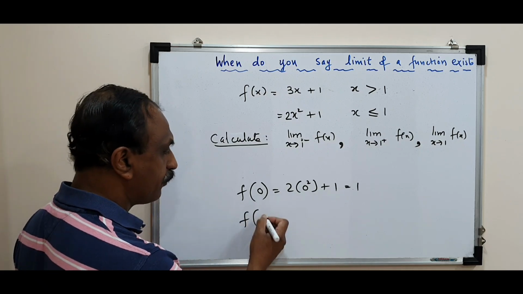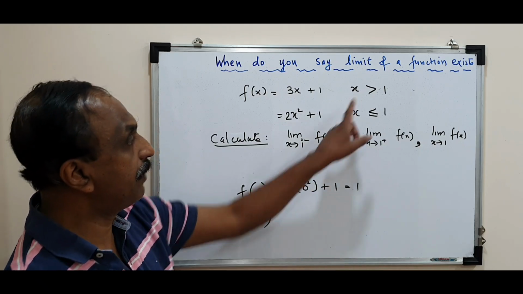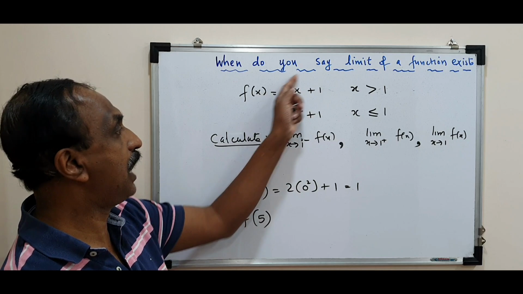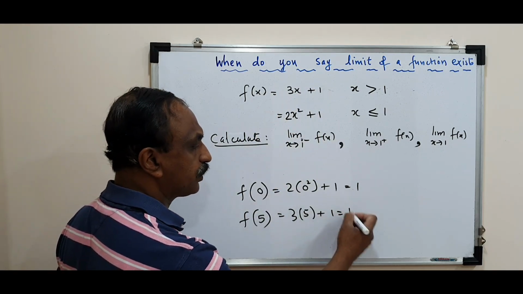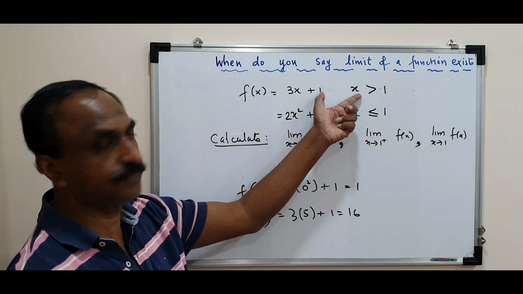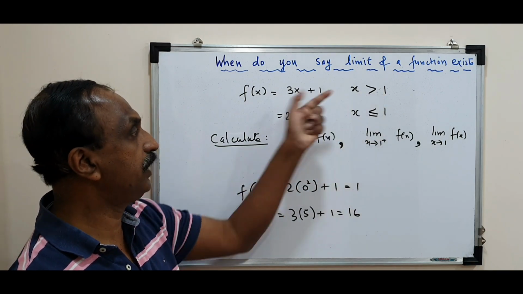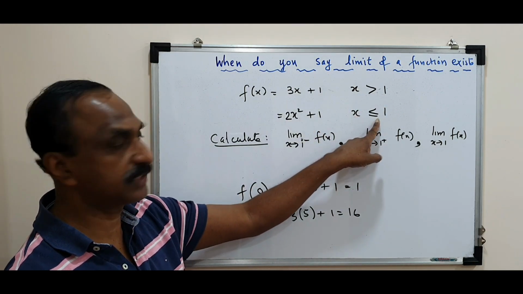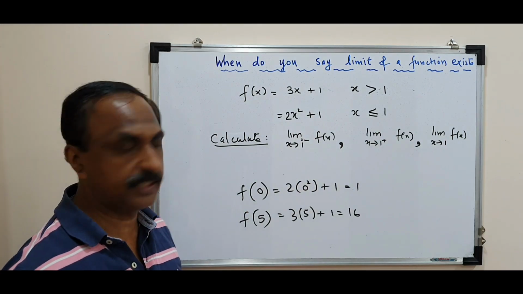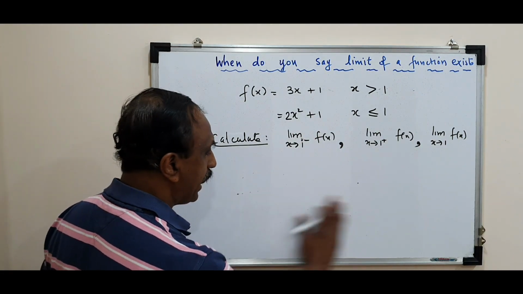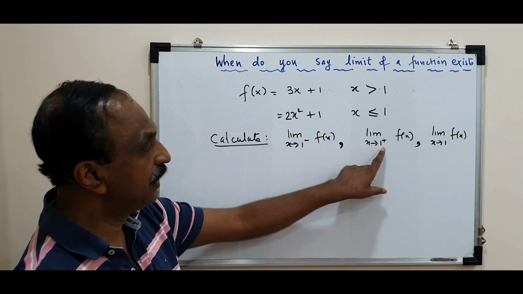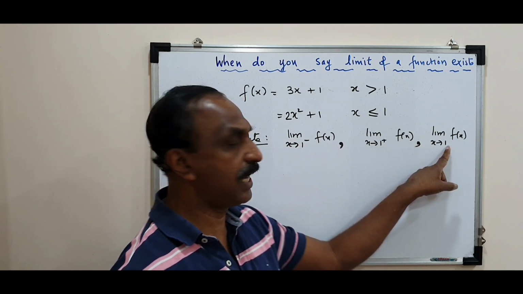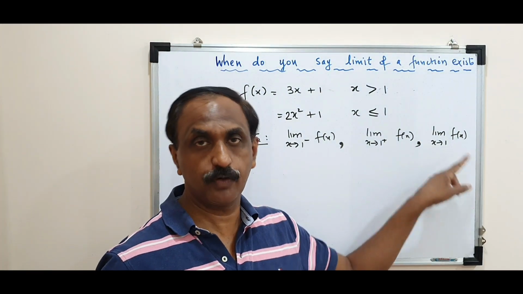Suppose I want to calculate f of 5. 5 is a number more than 1. Therefore, I must apply this formula. So 3 into 5 plus 1, that is equal to 16. So this is the meaning of this function. When the x value is more than 1, use this. When the x value is less than or equal to 1, use this formula. That is the meaning. Now, I need to calculate limit x tending to 1 minus f of x, limit x tending to 1 plus f of x, and finally what is the limit x tending to 1 of f of x.